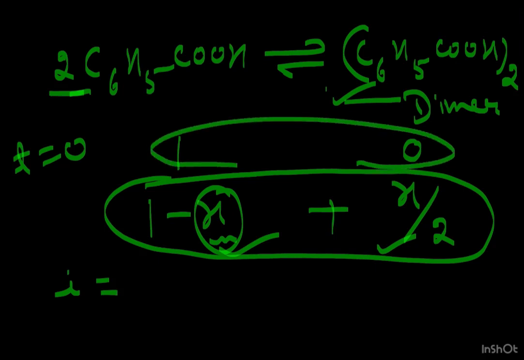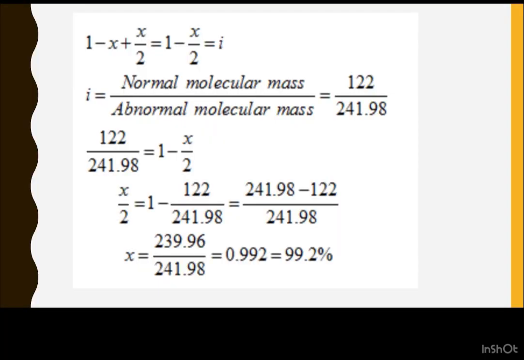And before association, it was 1 plus 0, that is 1. That's why they have written it like this: 1 minus x plus x by 2, because it was divided by 1. So it doesn't matter if I don't write 1 here. This I have got from the expression which I just explained to you.